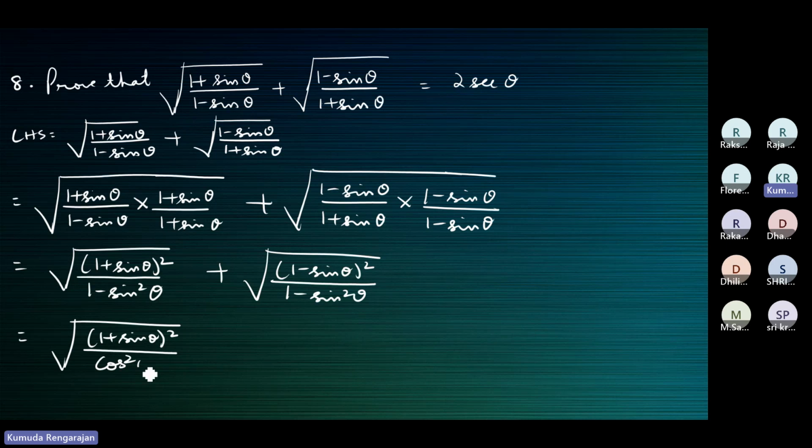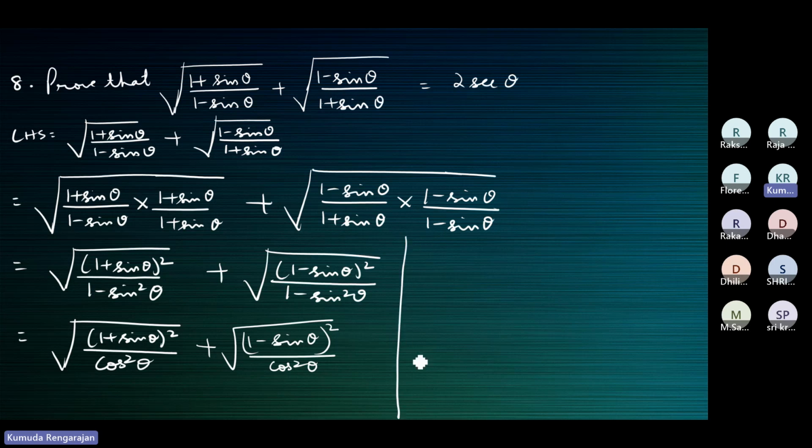Now this is also a perfect square. Don't disturb the numerator. It's a perfect square. The denominator, 1 minus sine square theta, is cos square theta. Now we have perfect squares under the square root. Get them out. The numerator is 1 plus sine theta the whole square, so it will come out as 1 plus sine theta divided by cos square theta, that is cos theta into cos theta. So out of the square root, 1 cos theta will come out. Then 1 minus sine theta divided by cos square theta. So 1 cos theta comes out.